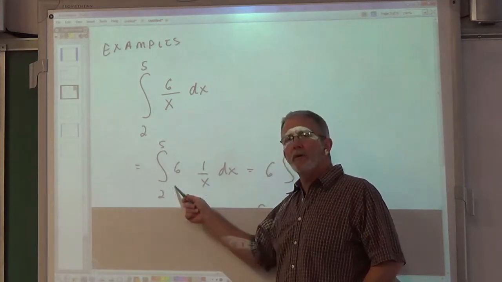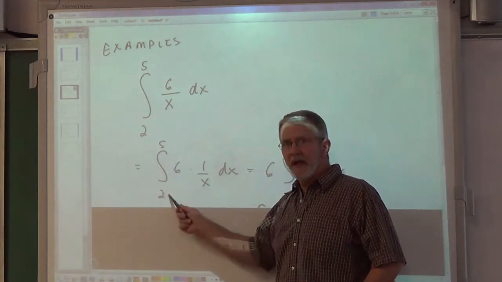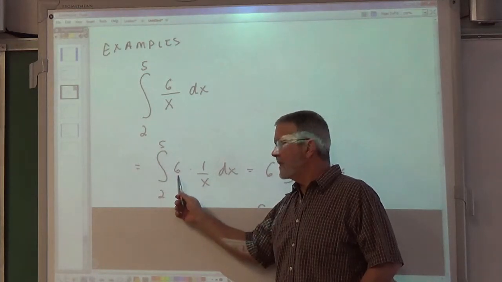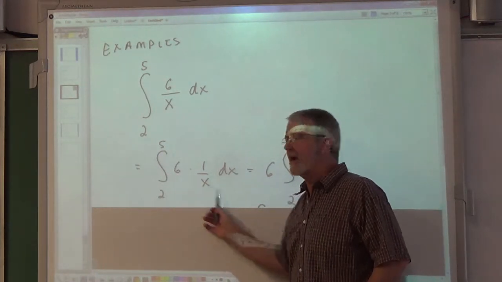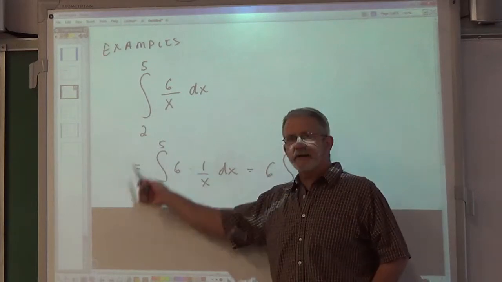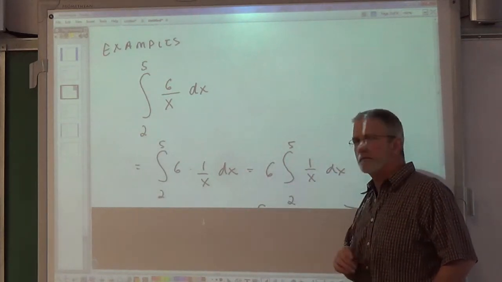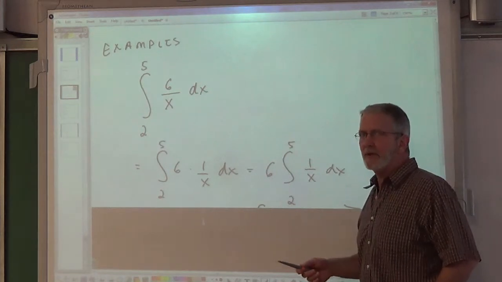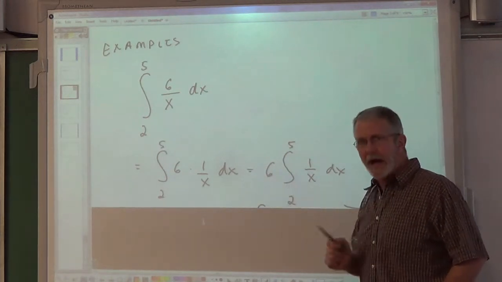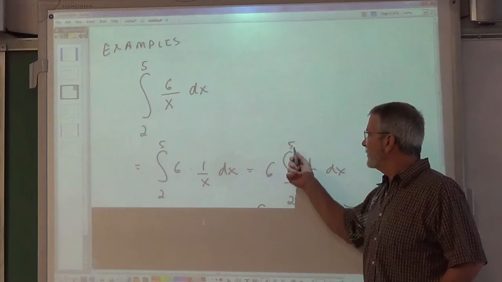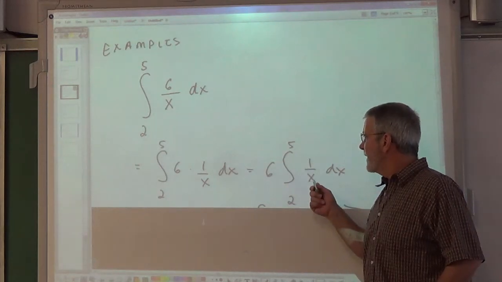And I know, or at least I should know, that if I have a constant times a function, I can pull that constant out. And it's not going to affect the definite nor indefinite integral. And I'm going to pull that 6 out right there. And so now this is going to be 6 times the definite integral from 2 to 5 of 1 over x dx.